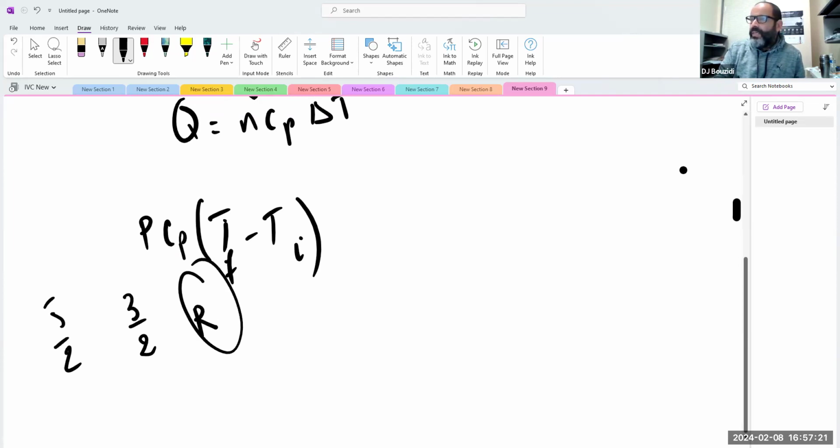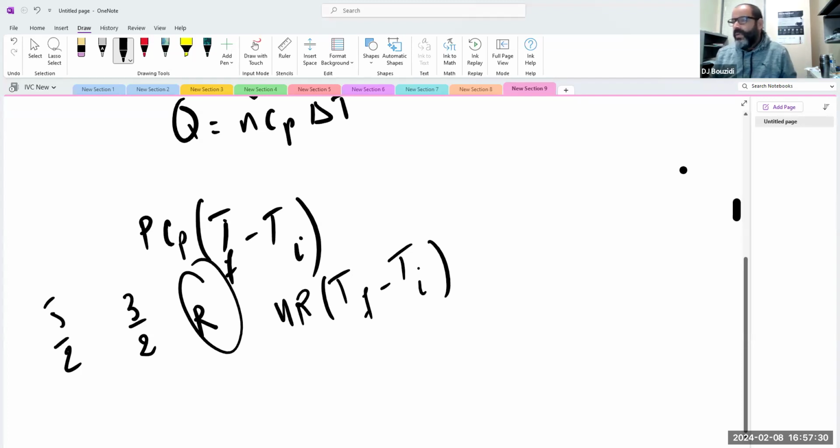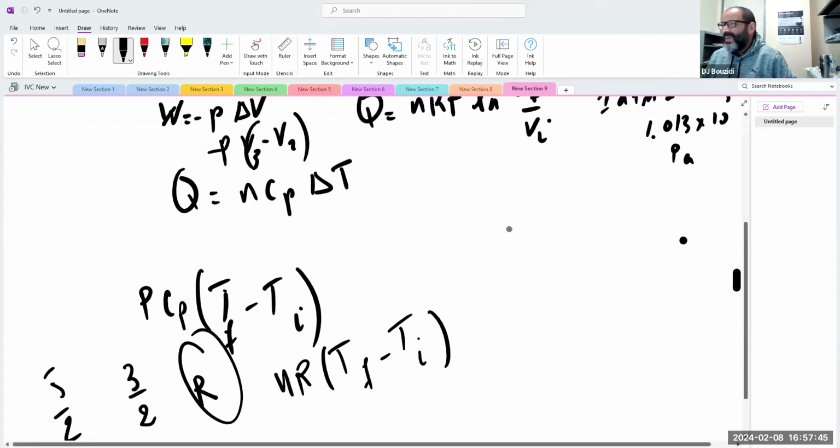So at some point, we're going to multiply R times TF minus TI, and times, of course, the number of moles, because these values are molar specific heats, meaning at the end of the day, we have to multiply by the number of moles. But for this problem, it made it easy. The number of moles was 1, so n is equal to 1. So it's kind of easy in this case. So we really don't have to.